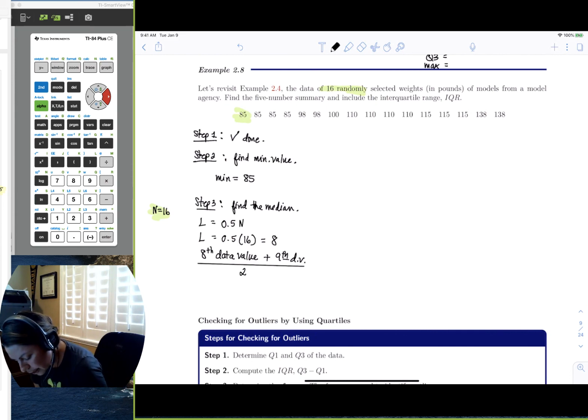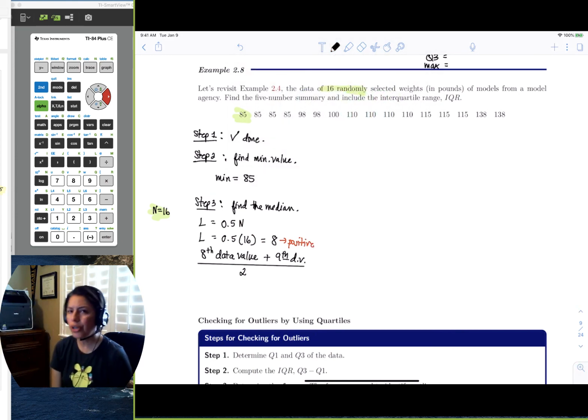Remember that this is a position. It is not the data value in your set. It's really important you understand that because you can't say 8 is a model's weight. It just says 8 pounds, just nobody is 8 pounds, right? So you have to be sure that you understand what you're doing. The locator is the position of the data. You use the locator to locate the data value and then take the average of the 2.